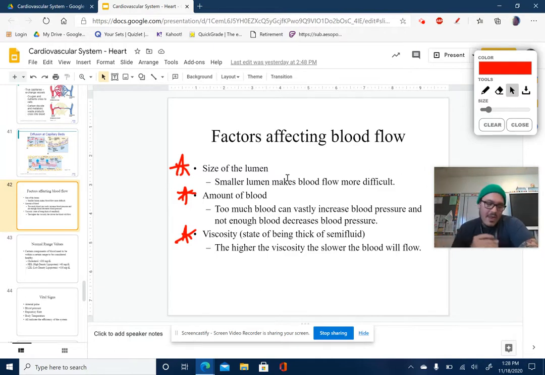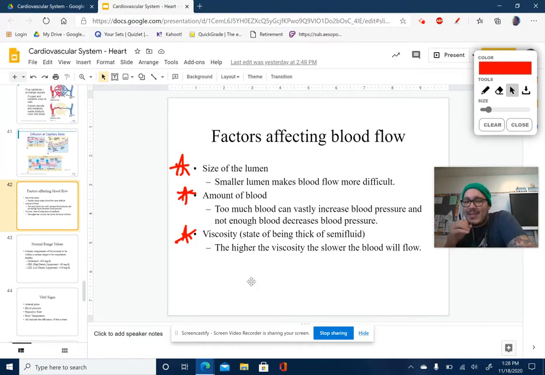It's also a reason why if you're donating blood and they utilize one of the vessels in your arms, they try to go for a vein because you're just going to have more blood in that area. Amount of blood. Too much blood can vastly increase blood pressure. Not enough blood can decrease blood pressure. More often than not, it's not a circumstance where you have too much blood. More often than not, it's a circumstance where you don't have enough blood, and that can cause some serious issues with blood pressure. And then finally, viscosity.